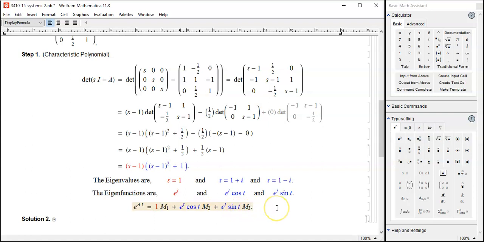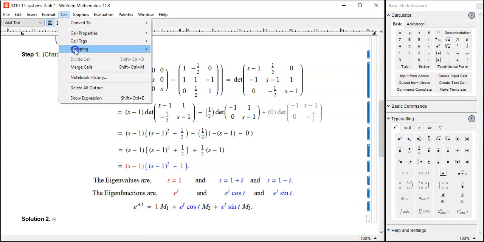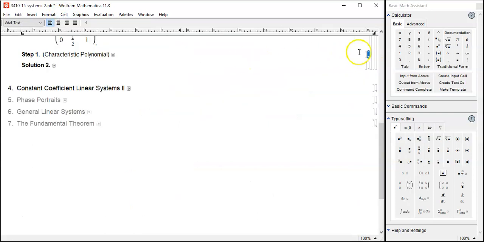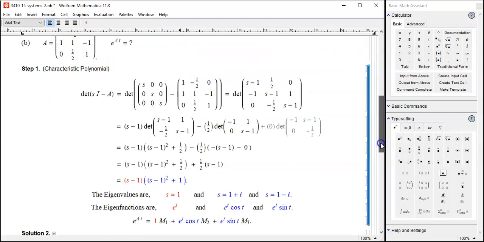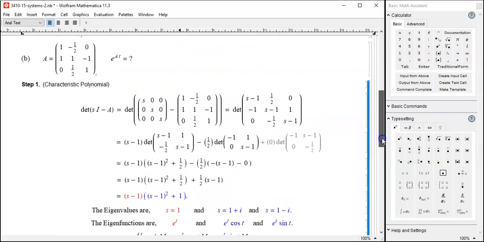Anyway, we have the matrix coefficient m1, m2, and m3, and these eigenfunctions, constant 1 and e to the t cosine of t and e to the t sine of t, and we have all those. And the next step will be to determine m1, m2, and m3. So that's step 1. Are you happy with this?